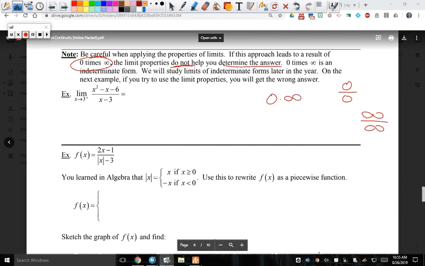And if you get this, it doesn't necessarily mean you're done, because 0 times infinity is not 0. 0 times infinity is not infinity. It's indeterminate, and you'll learn it later this year. Not right now. They're indeterminate forms. These are the 3 that you will learn this year.